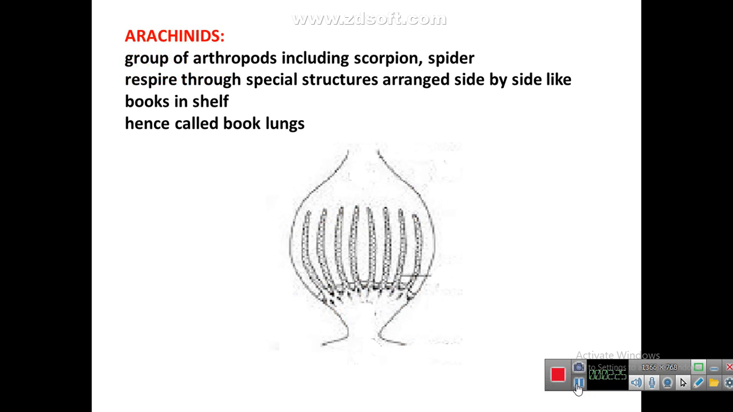Arachnids: it is a group of arthropods including scorpion and spider. They respire through special structures arranged side by side like books in a shelf, hence called book lungs. The diagram of the book lungs.